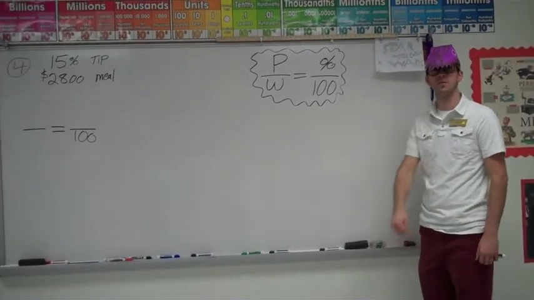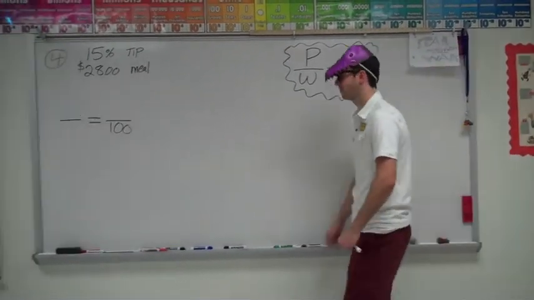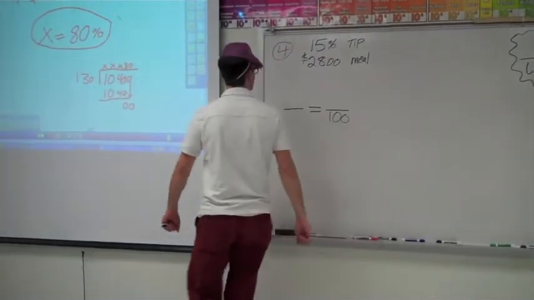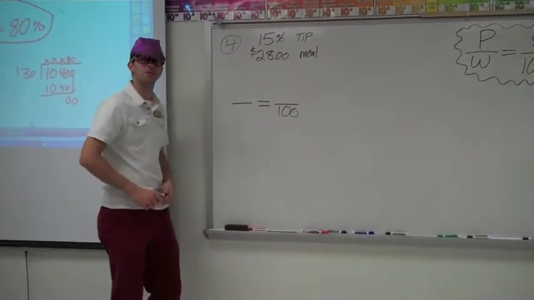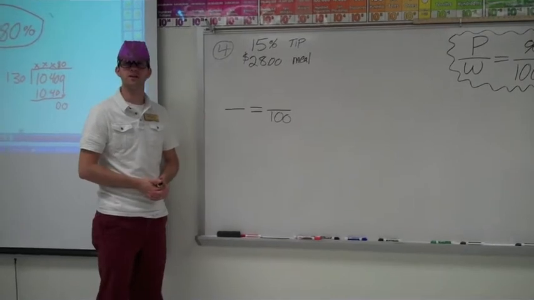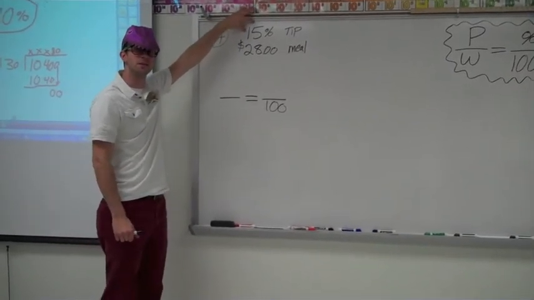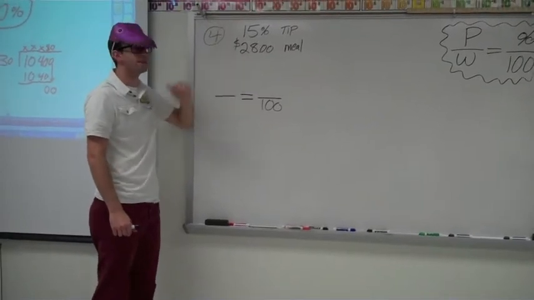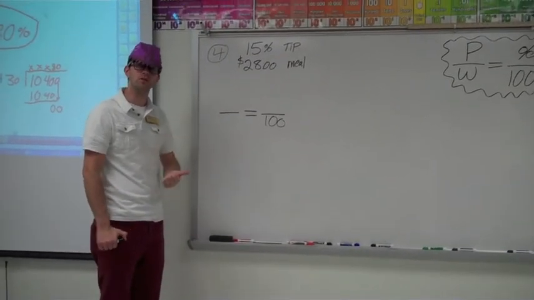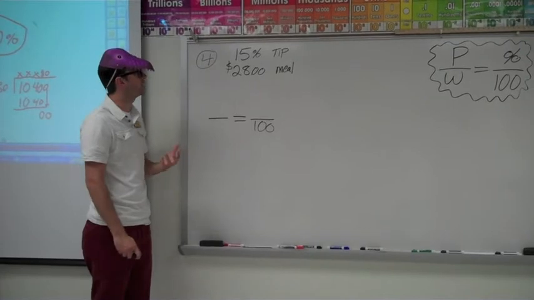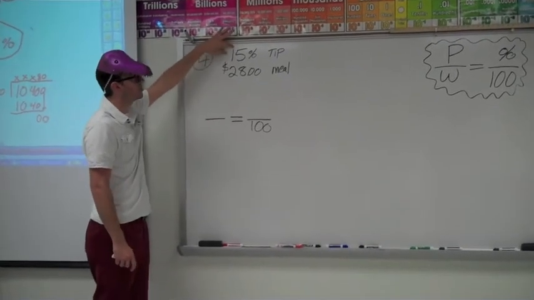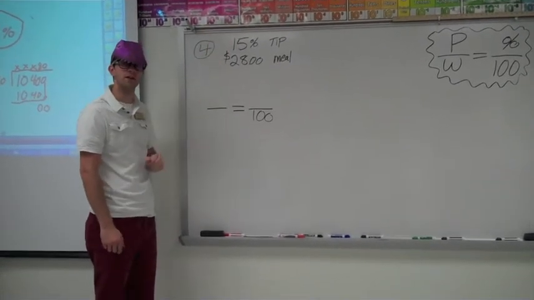So let's look at number 4. In problem number 4, we have some people going out to dinner. And the problem tells us that they leave a 15% tip and that they spend $28 on the meal. And we want to solve for how much do they need to leave for a tip. What is 15% of $28?